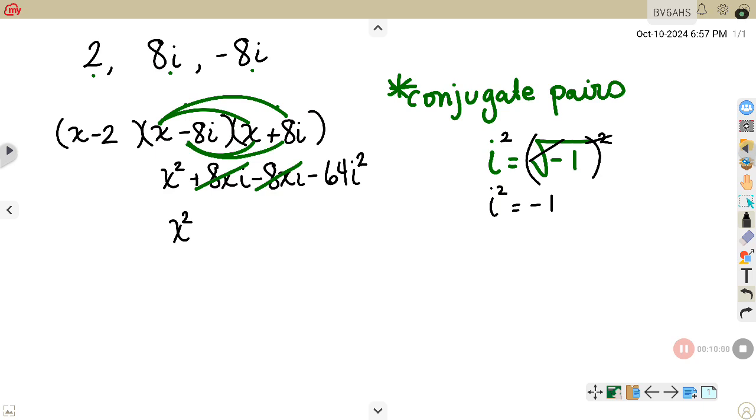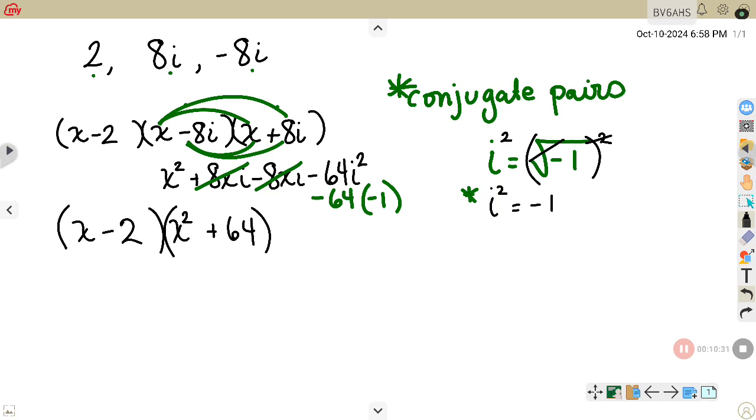Now, remember what i squared is equal to. It's equal to -1. So this actually says -64 times -1, which turns it into +64. So when you multiplied x minus 8i times x plus 8i, it left you with x squared plus 64. Now I'll just bring down my other factor and FOIL here.